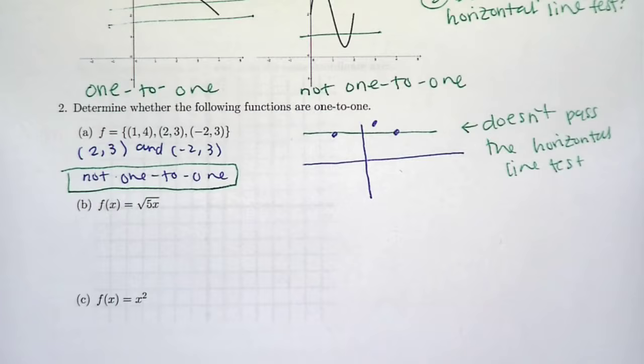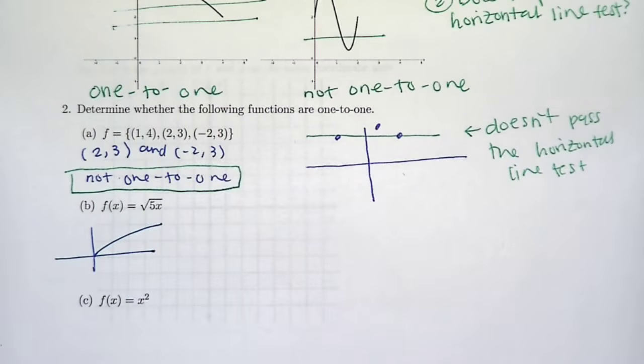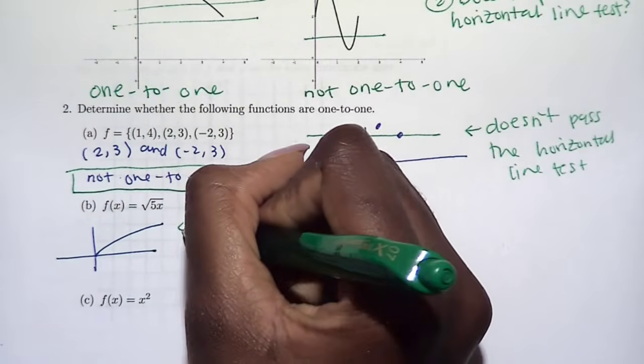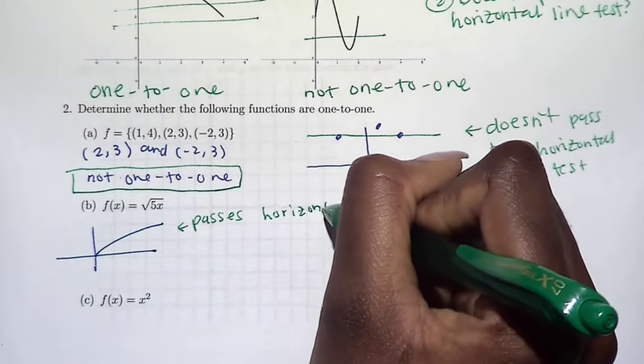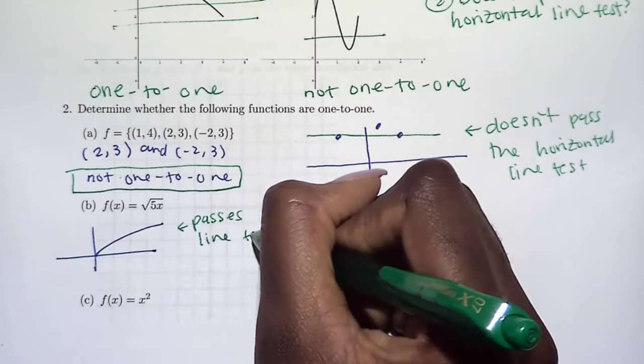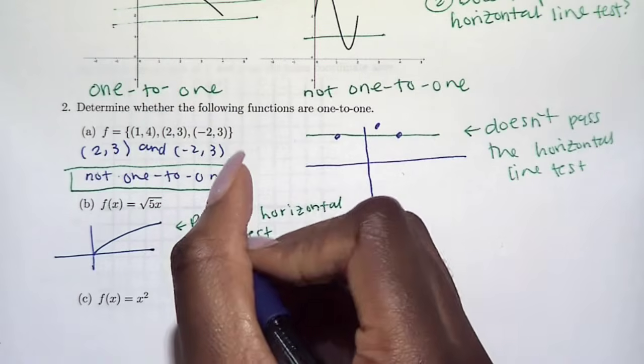All right, what about part B? f of x equals the square root of 5x. There are a couple ways you can look at this problem. This is where it comes in handy to understand what those basic functions look like. Because we can know, oh, this is a square root function. It's going to look something like this. And yes, it does pass the horizontal line test. So yes, the graph of the square root of 5x is one-to-one.